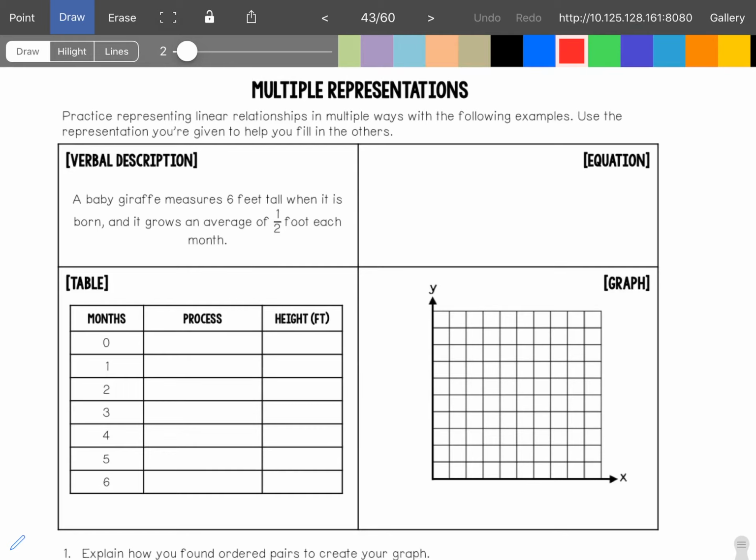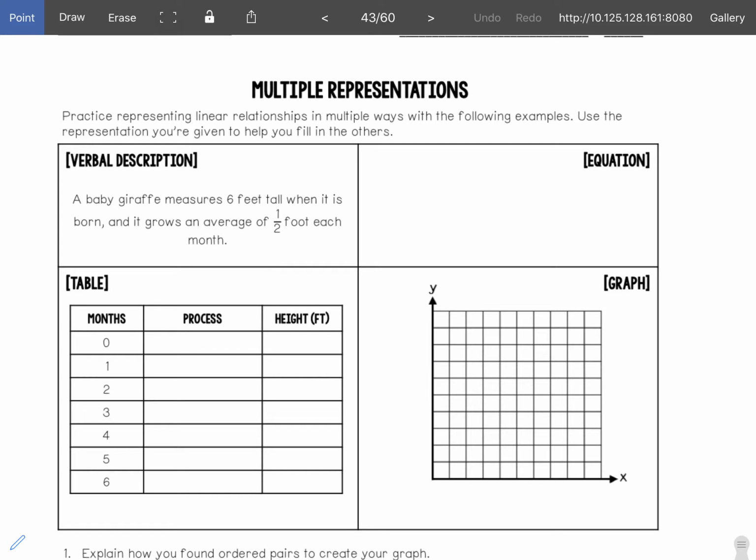Okay, this lesson is on multiple representations. So when we are working on a scenario, we're going to have a verbal description, an equation, a graph, and a table. It all deals with the same situation. So we have to fill in what we're missing here.